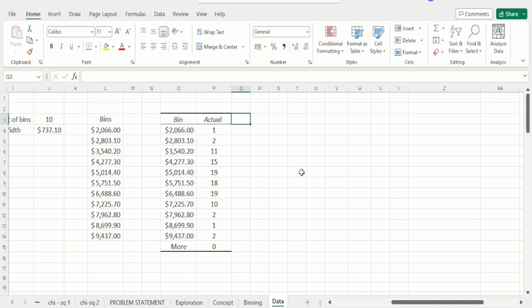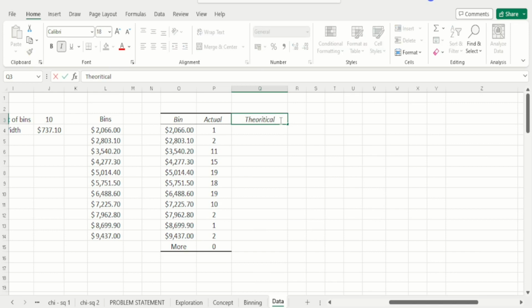Now what we need is the theoretical numbers. What do we mean by that? Remember that we are trying to compare the actual distribution that we have here, and what you have in column P is the actual distribution. We're trying to compare the actual distribution with the theoretical normal distribution. So in order to do that, the first thing that we need is the different CDF values.